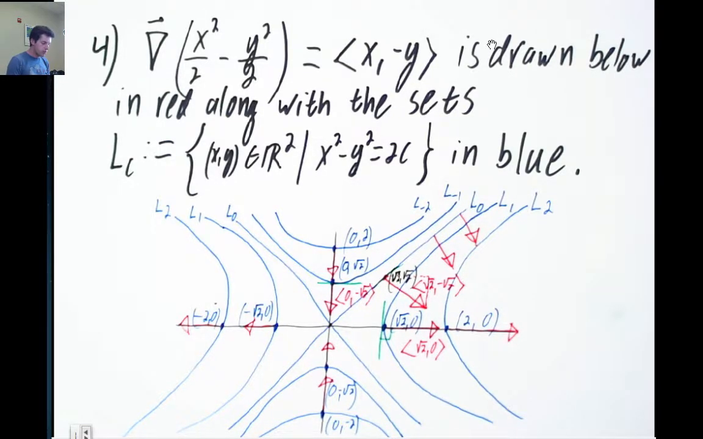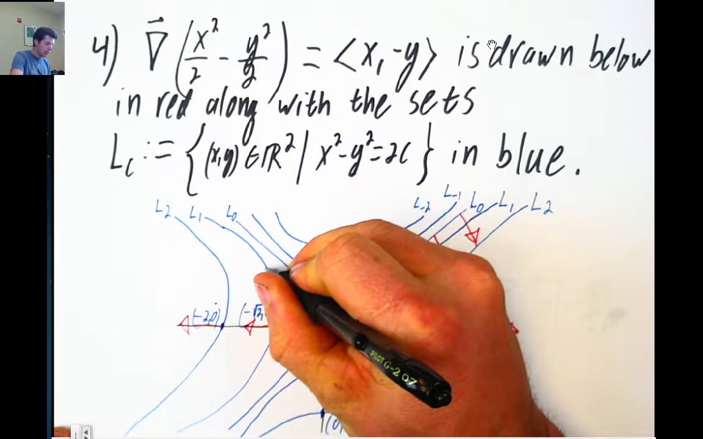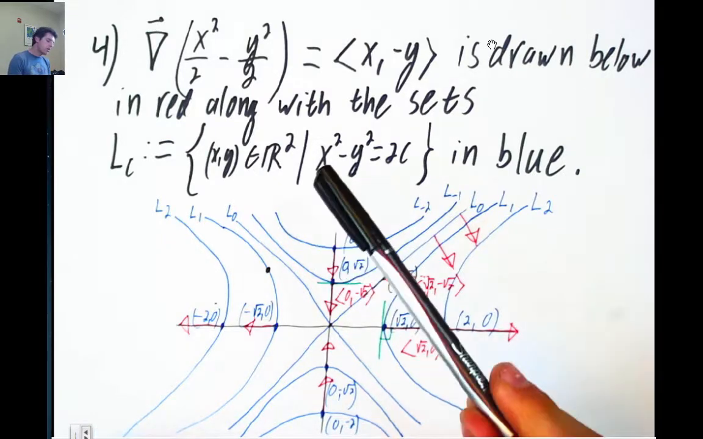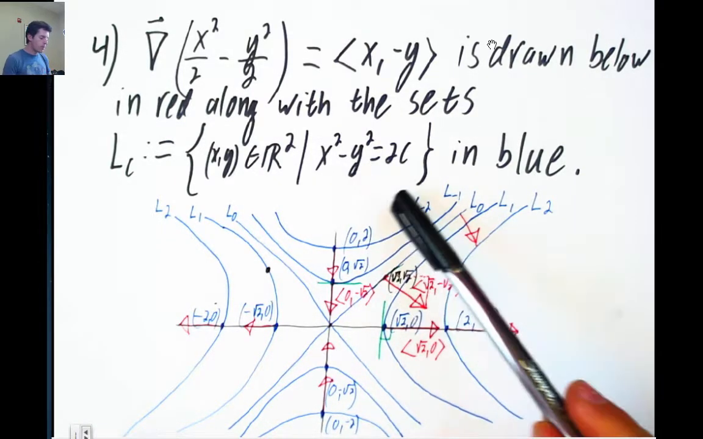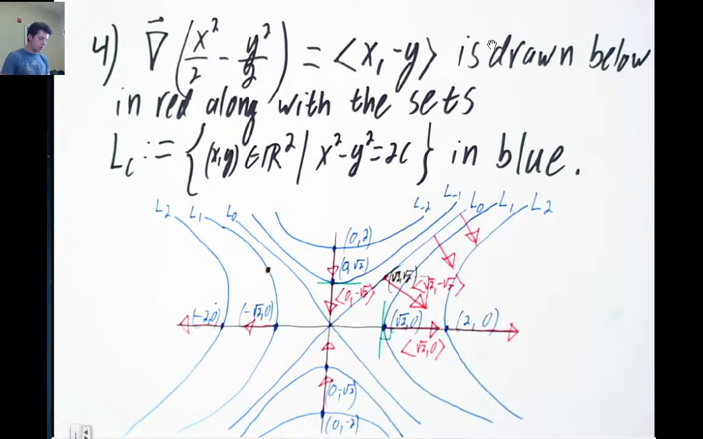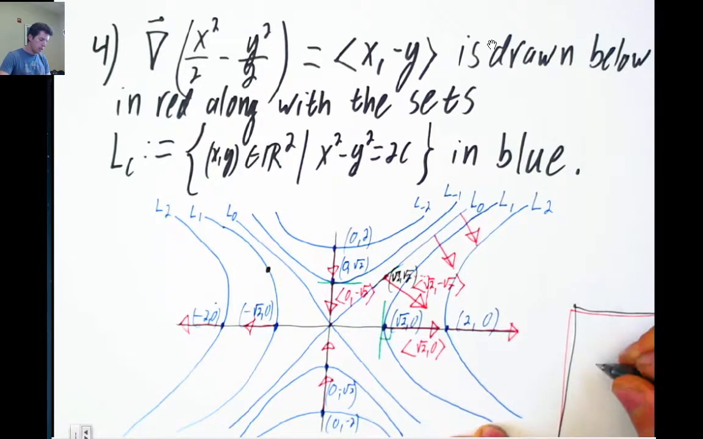Dare I be ambitious enough to try to find another point on L1, say out here where things look neat and clean? What would be maybe right there? A place where neither x nor y was 0, and we have that x squared minus y squared is equal to 2 times 1. So I want to find a point that satisfies x squared is equal to 2 plus y squared.